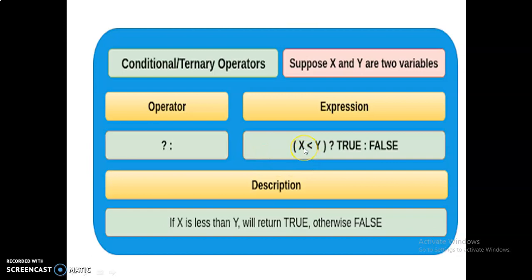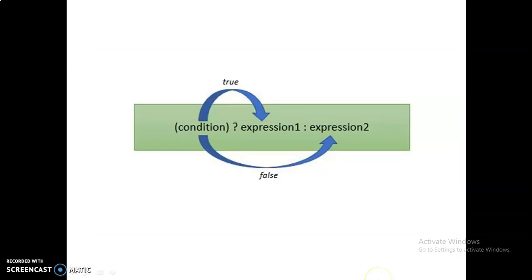So if the condition is true, if x is less than y, the true part will be executed. If the condition is false, the false part will be executed. In this example, you can see in this picture clearly. First, check the condition. If the condition is true, expression 1 will be evaluated. If the condition is false, expression 2 will be evaluated. So this is called the conditional operator or ternary operator.